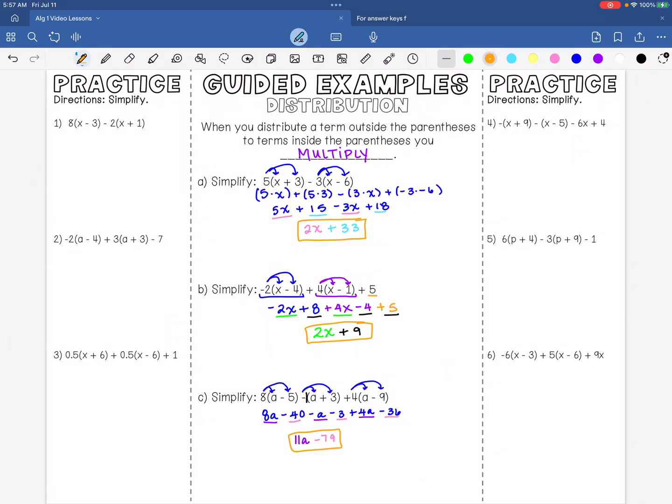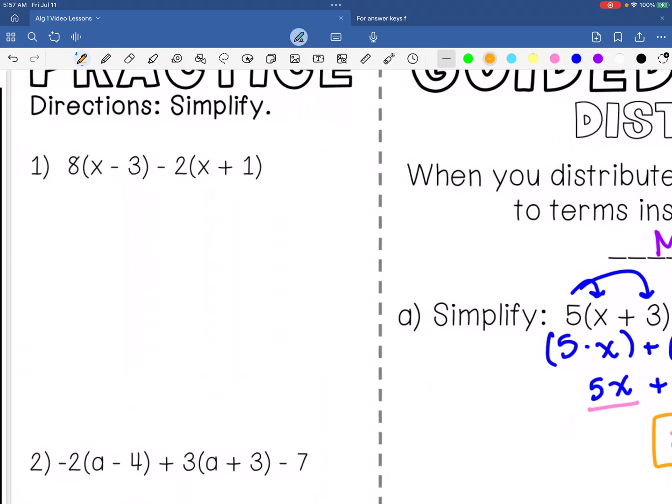Let's go ahead and try some practice examples. I would pause the video, give it a try, see if you can do them, and then come back and we're going to check your answers here.